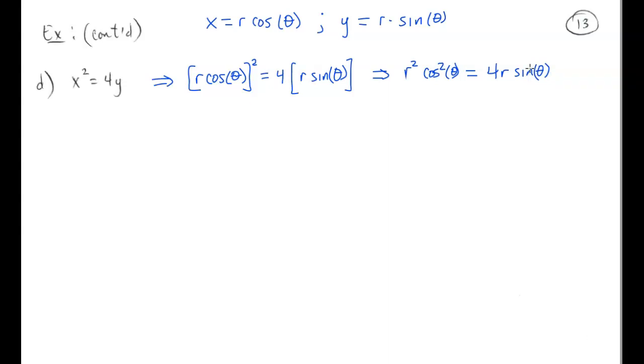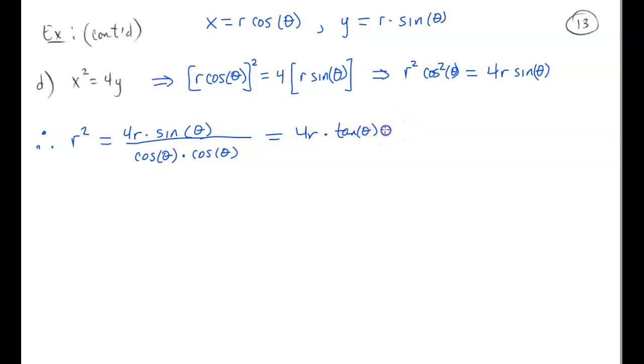All right, so now that we are at this juncture, we need to do some algebraic rearranging to get this to look nice. The first thing that I'm going to do is divide both sides by cosine squared. So if I do that, then I'm going to have r squared on the left-hand side, and I'll have 4r times sine theta over, and I'm going to split up the cosines here. I'll do it like that. And this will actually just be 4r times tangent theta times secant theta.